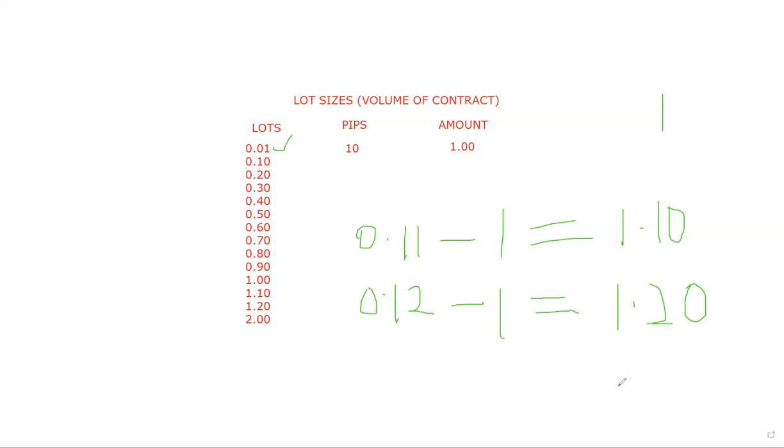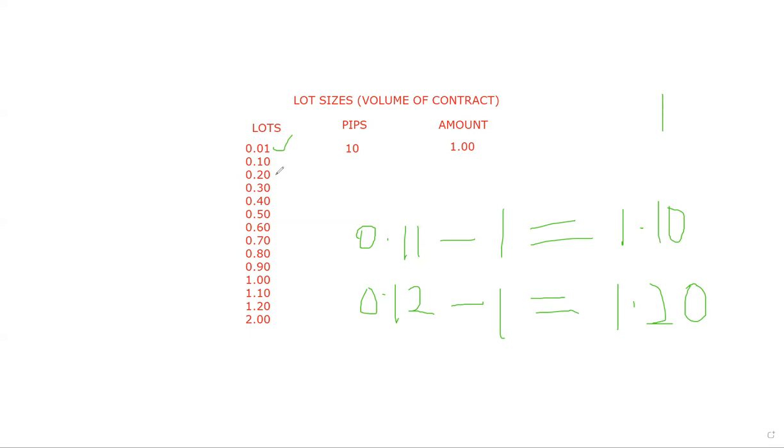0.16 lot size, sorry. 0.16 lot size, 1 pip is going to be what? $1.60. 0.17 lot size, 1 pip is going to be $1.70. 0.18 lot size, 1 pip is going to be what? $1.80. 0.19 lot size, 1 pip is going to be $1.90.